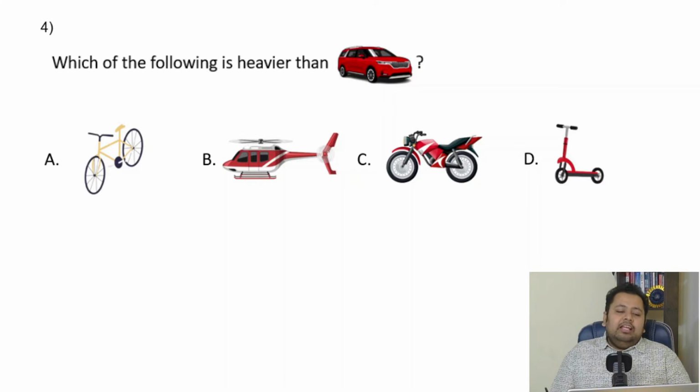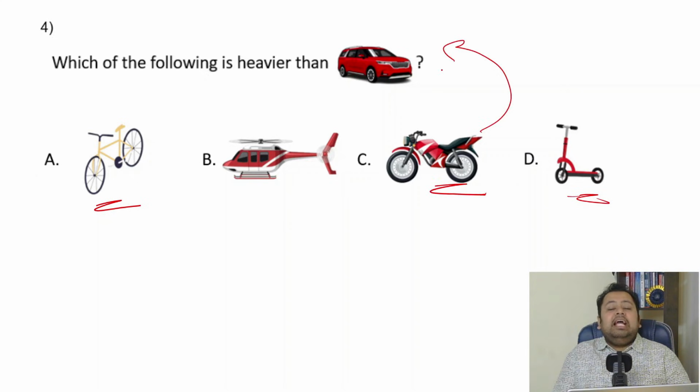Great. Again, easy one. I think obviously a cycle, a manual scooter, or a bike will never be heavier than a car. What would be heavier than a car? A helicopter would be heavier than a car, right? So option B is your correct answer.